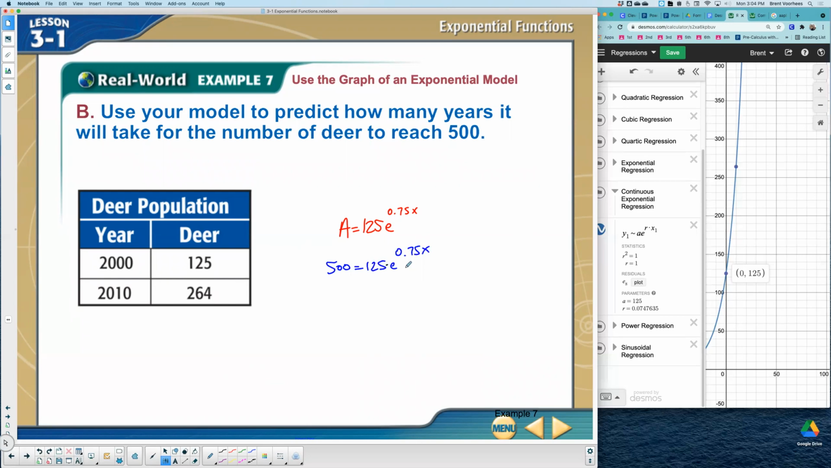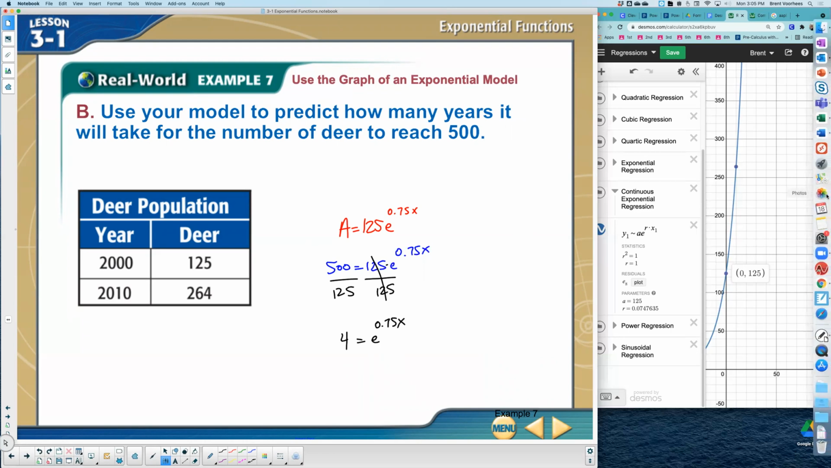So I'd first get rid of the multiplication. The opposite of multiplication is division, so I'd first divide by 125. I know 5 goes into both values. 5 goes into 500 100 times. 5 goes into 125 25 times. Oh, and this could reduce one more time. That's 4. 500 divided by 125 must be 4. So 4 equals e to the 0.75x.